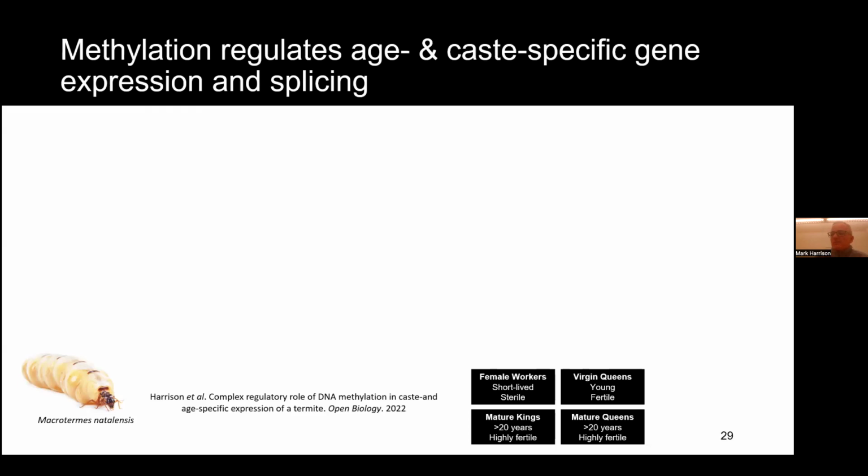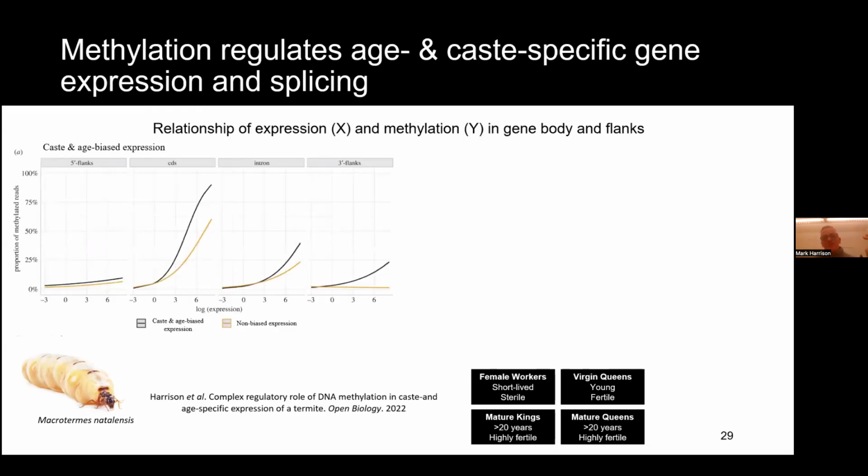And we found, as in most insects, there's a positive correlation between expression and methylation, but this differs depending on which region of the gene you look at, at least in these termites, and also whether a gene is differentially expressed. So here we have on the x-axis the expression, and on the y-axis the methylation level.